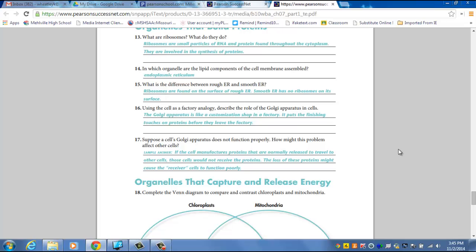A cell's Golgi apparatus doesn't function properly. How can this affect the cells? That means it's not ready to be received by other things. They don't have their correct proteins in there. The proteins that are going to the spot that they should be will not help them function properly.